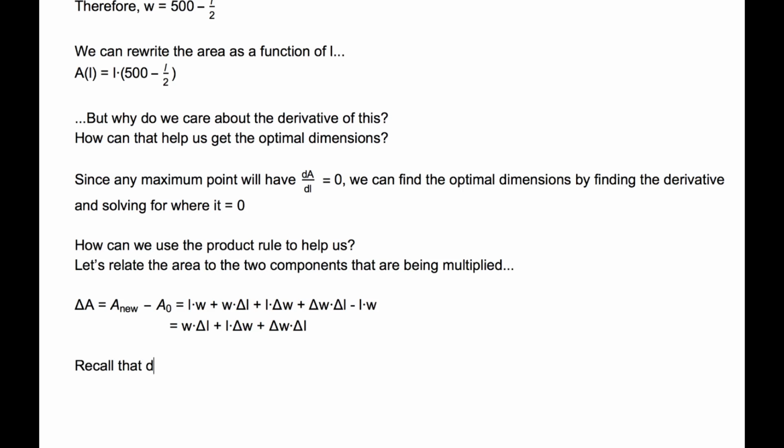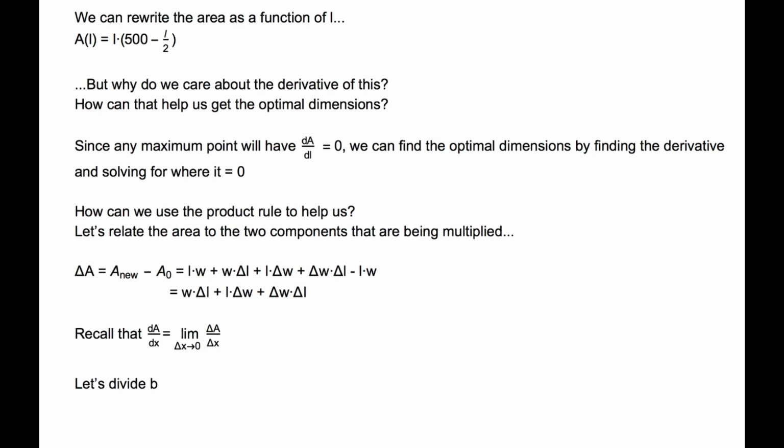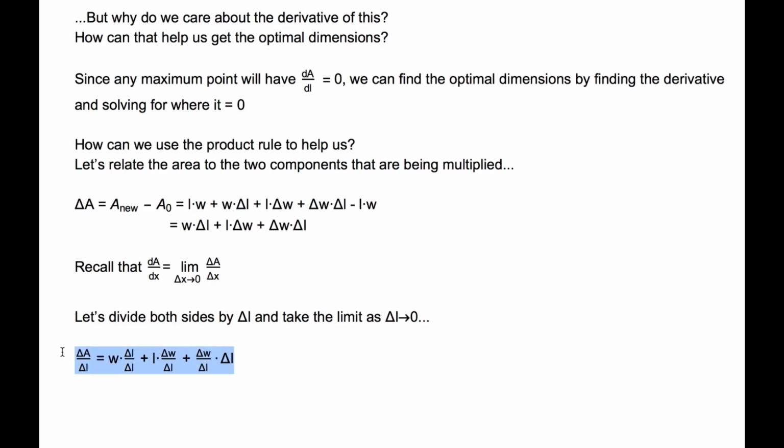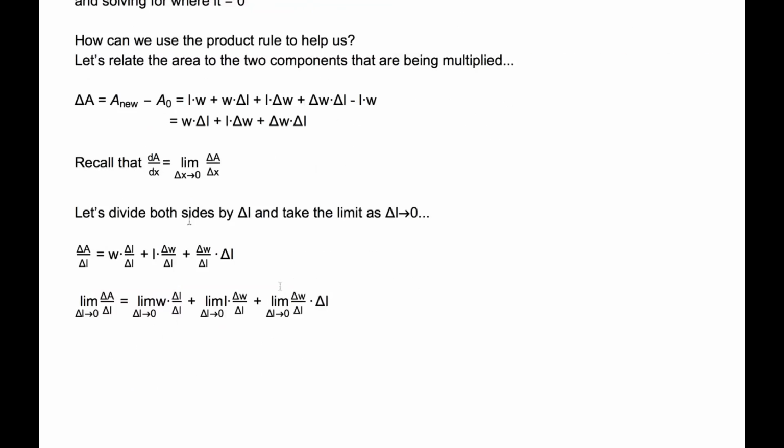Well, recall that the derivative of A with respect to something is just the limit as delta x goes to 0 of delta A over delta x. So instead of using x, let's use L, because obviously we care about the derivative with respect to L. It is the independent variable. So let's divide both sides of this by delta L and take the limit as delta L goes to 0. Okay, so we're simply going to divide each term on either side by delta L, and then we'll take the limit of all of those as delta L goes to 0.